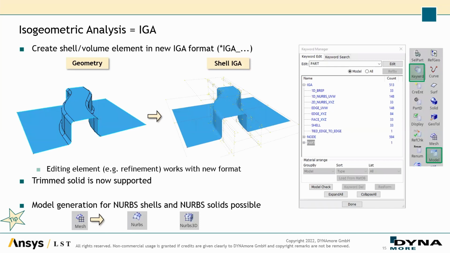Isogeometric analysis is a finite element technology in which the CAD geometry description is used in the numerical analysis. The use of the IGA technology helps reduce the meshing and discretization time. The news is that LS-PrePost integrated all of the new IGA format keyword cards, and you can access this via the keyword manager you see here.